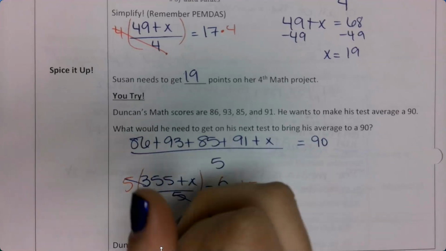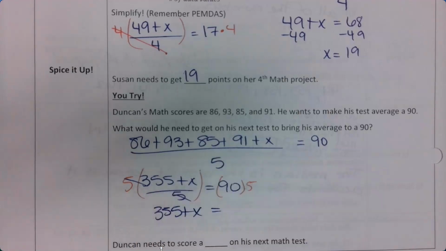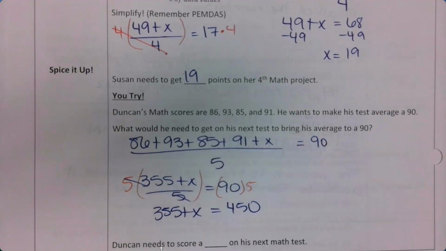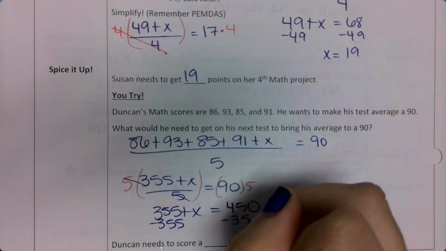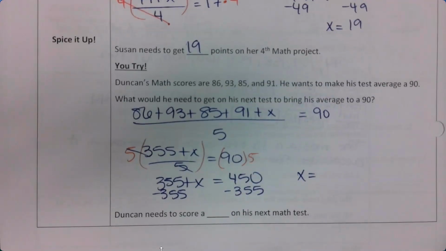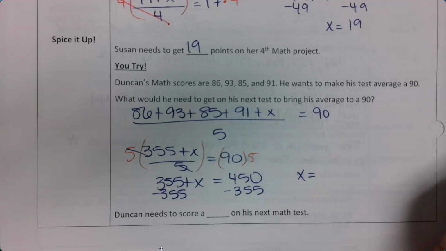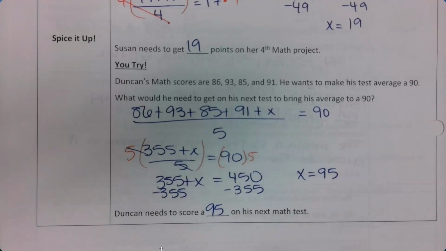That's going to cancel out on the left, so I get 355 plus x. What's 90 times 5? 450. And then how do I get x alone? And I get what for x? 95. So he needs to get 95 on his next math test to make his average a 90.